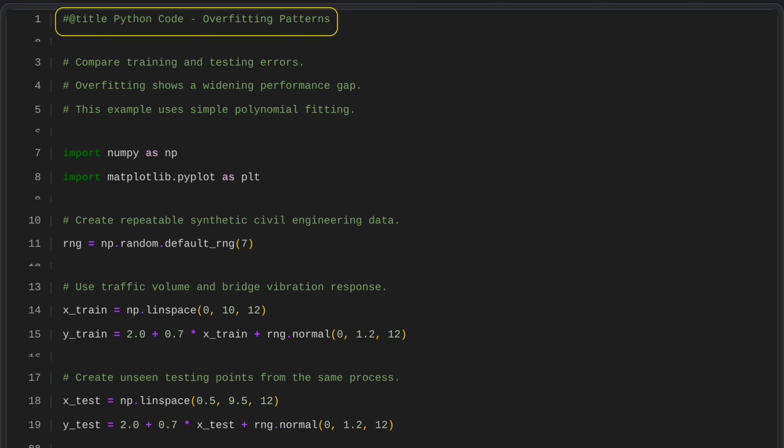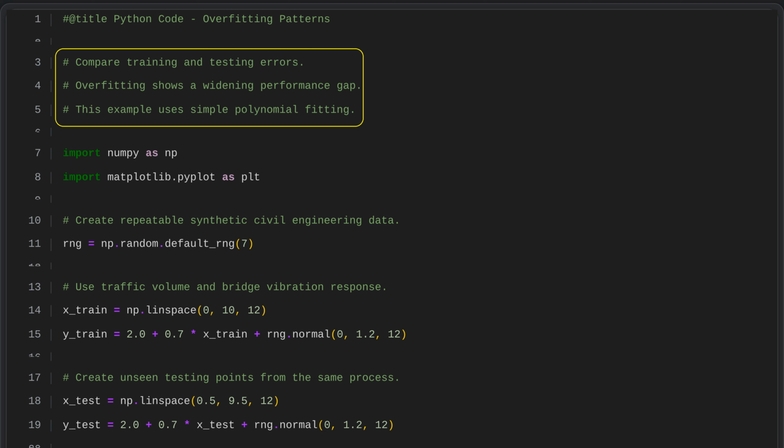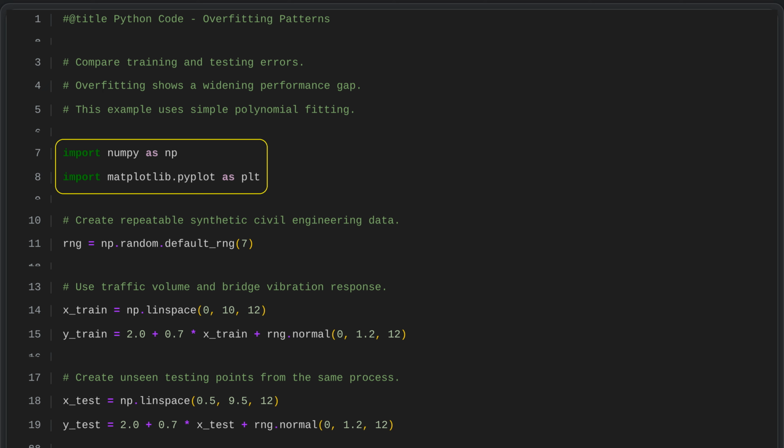Python code, overfitting patterns. Compare training and testing errors to detect overfitting. In simple polynomial fitting, overfitting appears when the model performs much better on training data than on testing data, creating a widening performance gap. The script imports NumPy for efficient numerical work with arrays and Matplotlib pyplot for creating plots. Together, these libraries provide the basic tools for data manipulation and visualization.